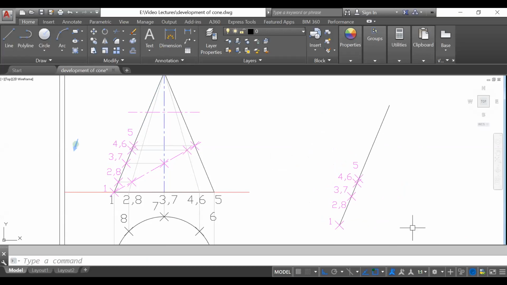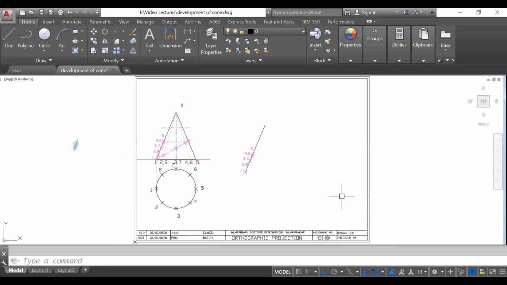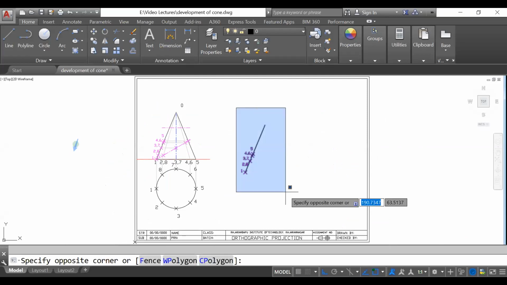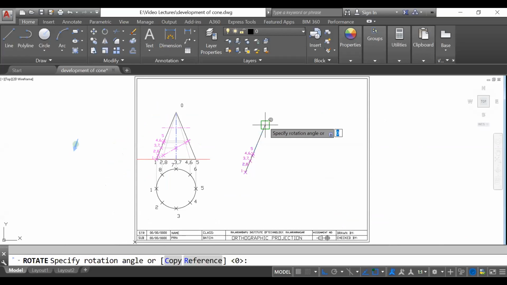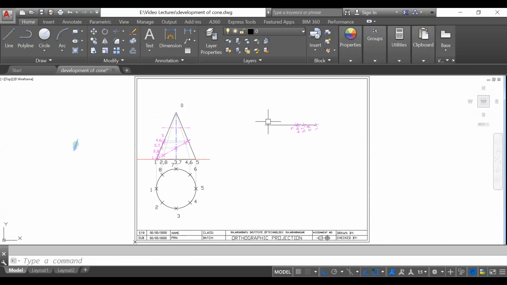Then I have to make it horizontal. So I will use this one and go to the rotate command. Select the base point, this one. Then reference. Reference is from this point to this point, and then I will make the angle zero. And then I will move it properly.